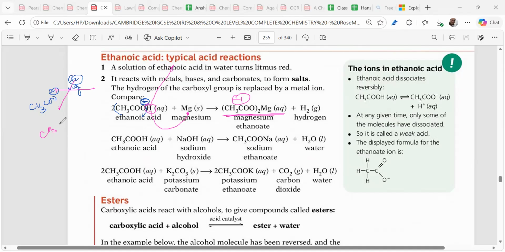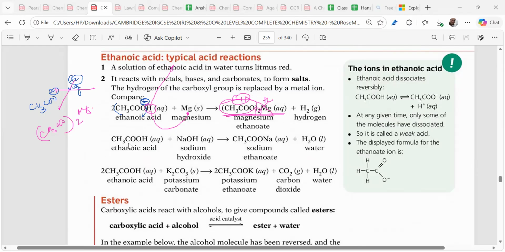So CH3COO and Mg, isn't it clear? This is the way we get CH3COO minus, Mg is plus 2. So you crisscross and you get 2 and 1 over here, right? This thing you have to get trained. This will be a 90% above question, right? This part which I'm doing now.